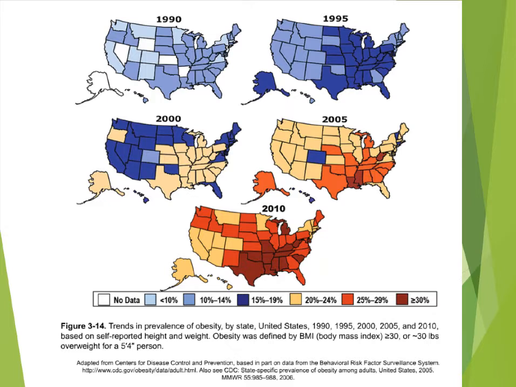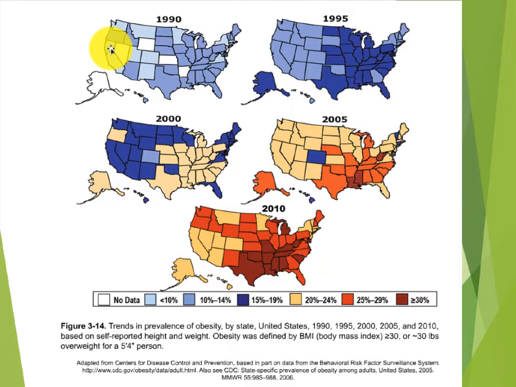This is an interesting figure. Look at the difference in obesity prevalence in the US over time. The map in 2010 tells a story of where we are headed unless we do something about it as a country. Look how in 1990 we even had light blue. Look at California, right? So this is like less than 10% obesity rates.